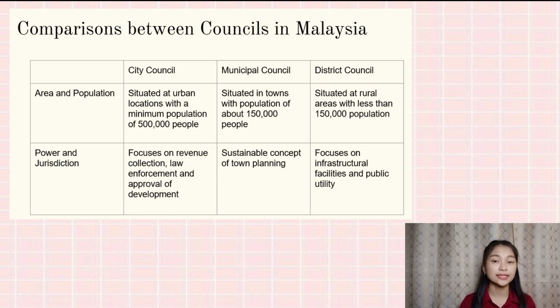So first thing first is the city council. A city council is usually located in urban areas with a minimum population of 500,000 people. Meanwhile, a municipal council is situated in a town area, usually also in an urban area, but with a population of 150,000 people. As for the district council, it is located in a rural area with a population of less than 150,000 people.